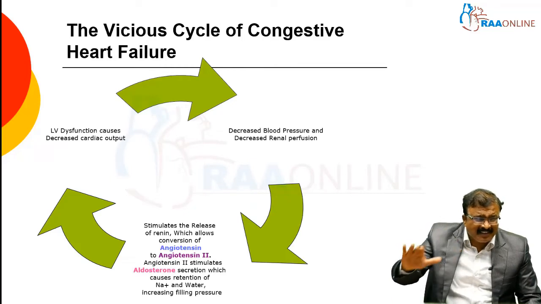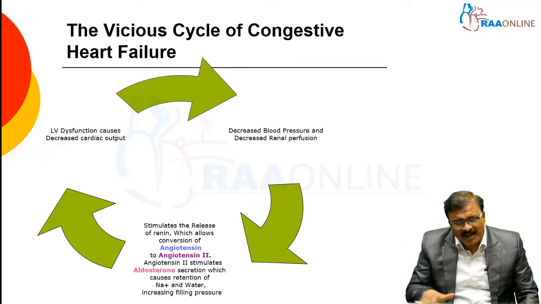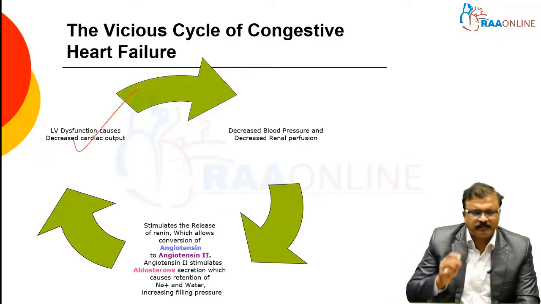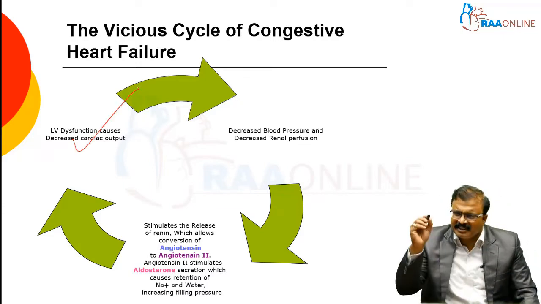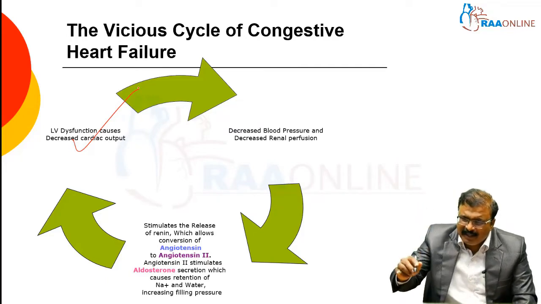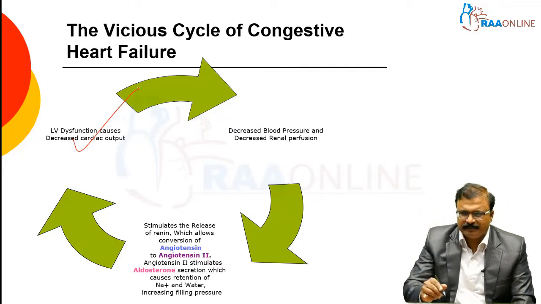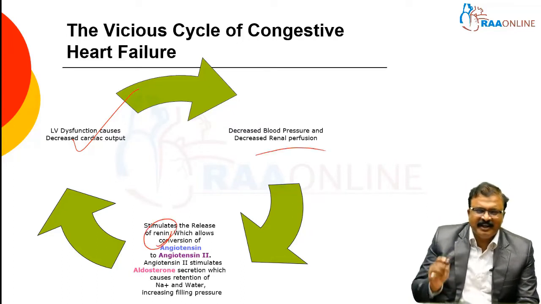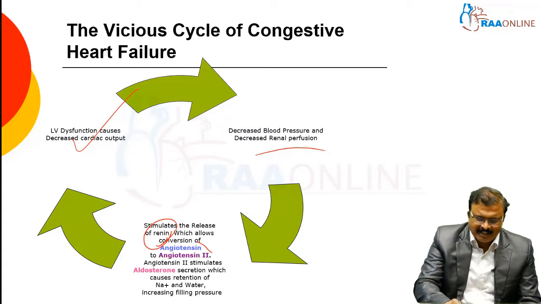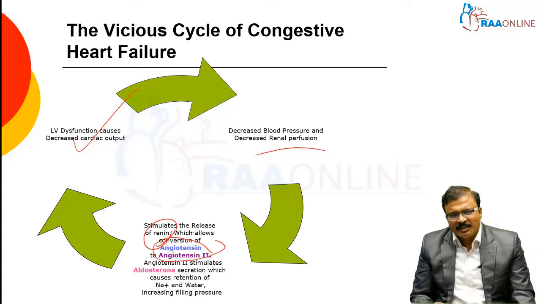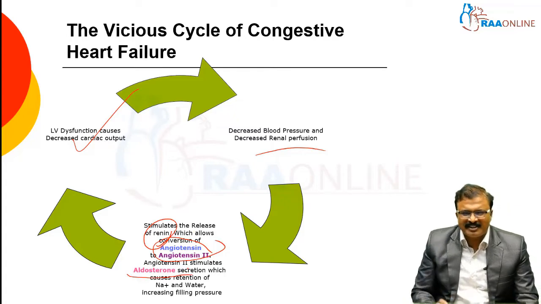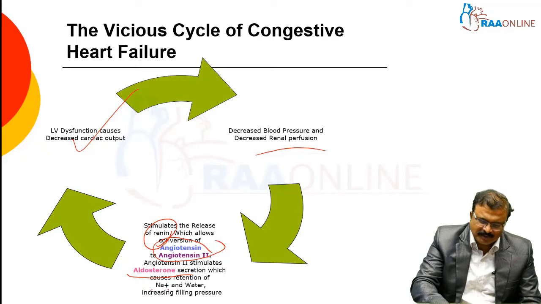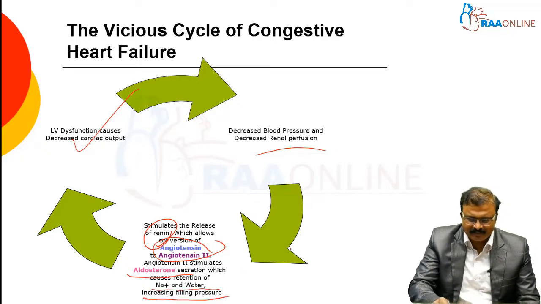What happens in the vicious cycle of congestive heart failure when there is LV dysfunction? Decreased cardiac output decreases the BP and decreases renal perfusion. In turn, this stimulates the release of renin, which converts angiotensinogen to angiotensin II, stimulating aldosterone secretion, which causes retention of water and sodium and increased filling pressure. This we know.